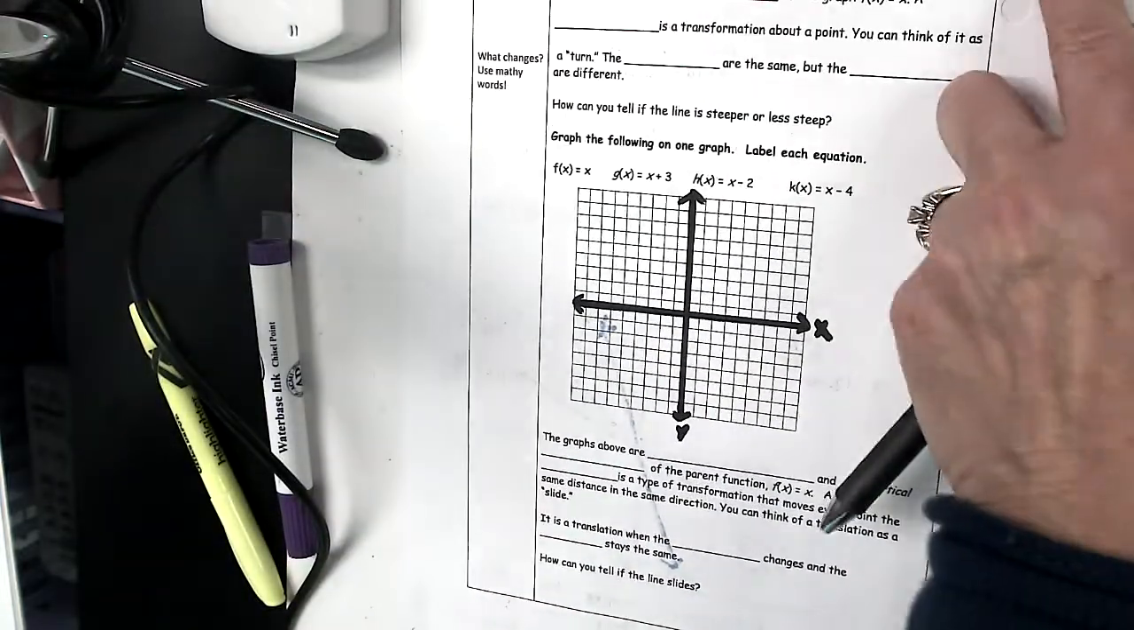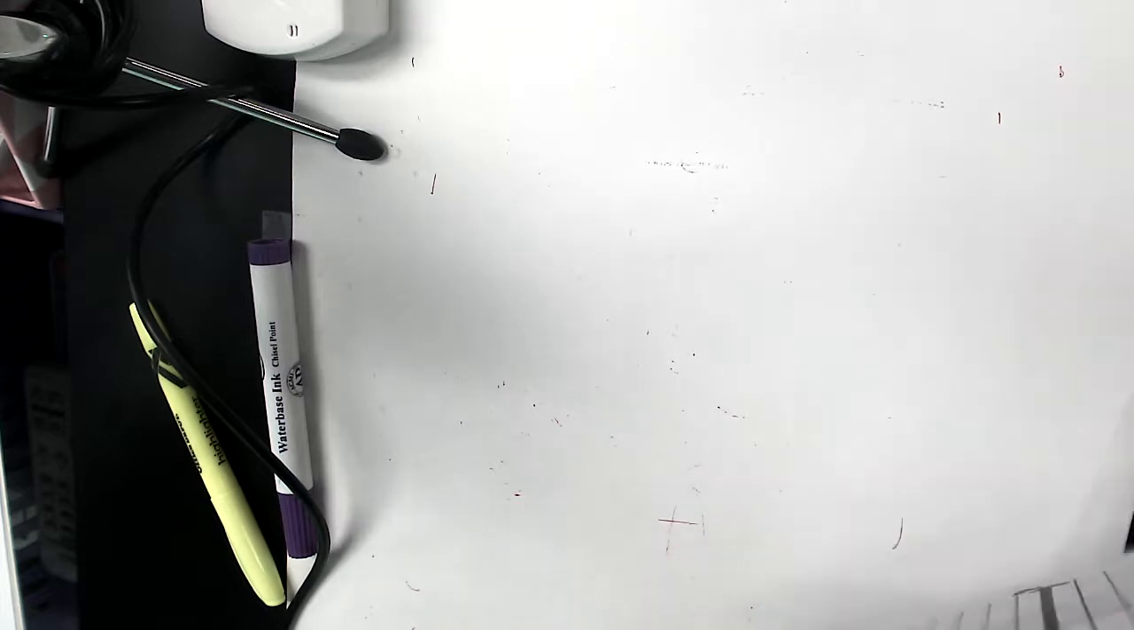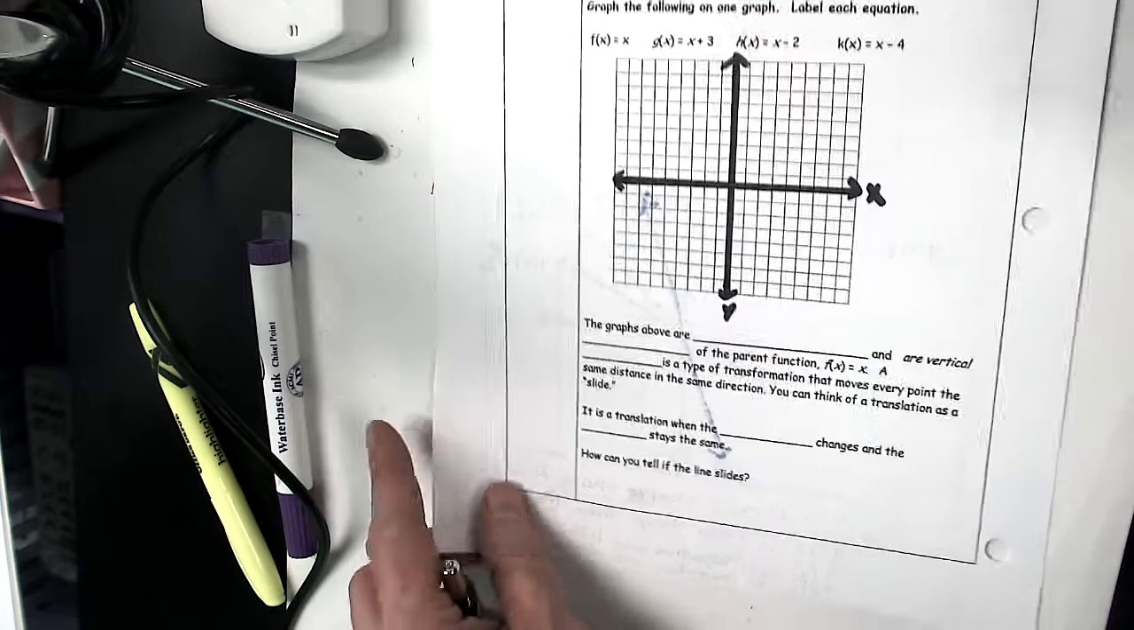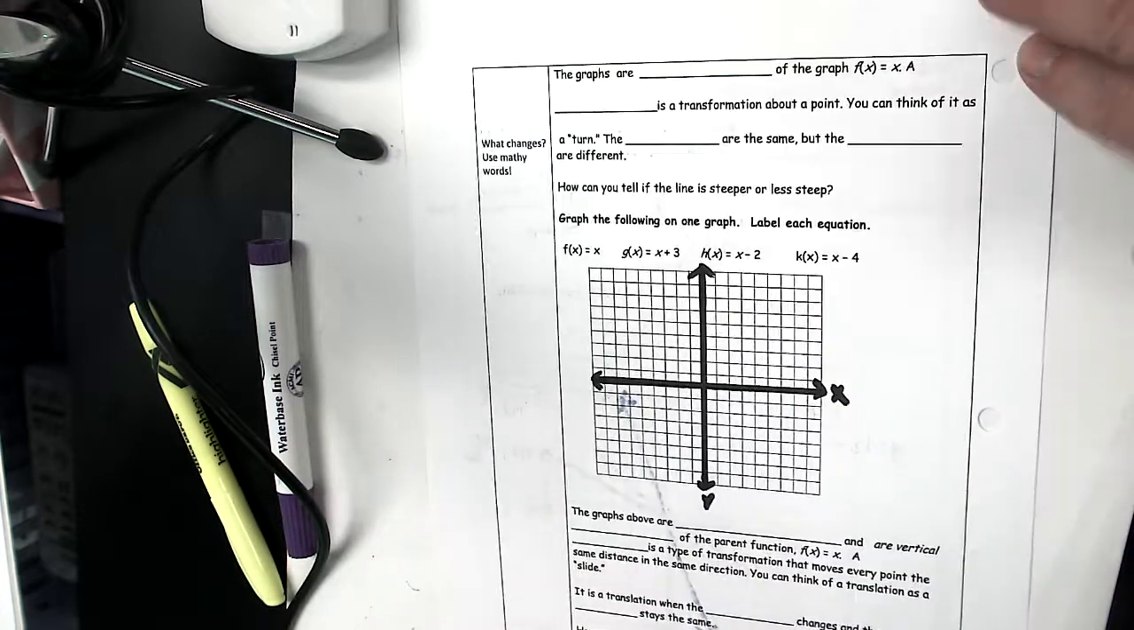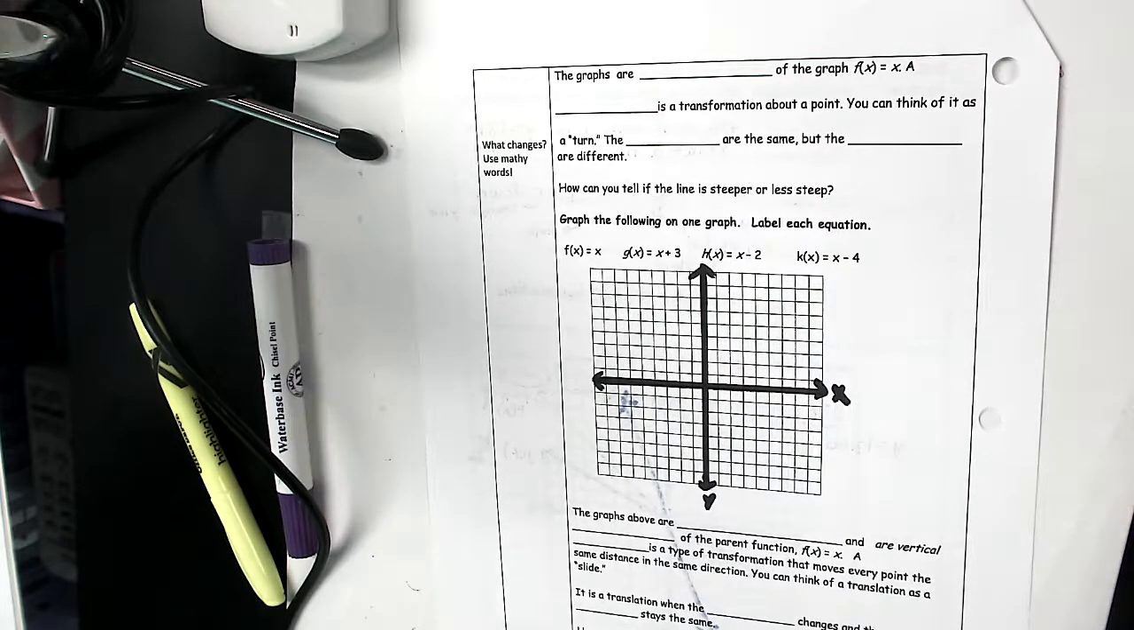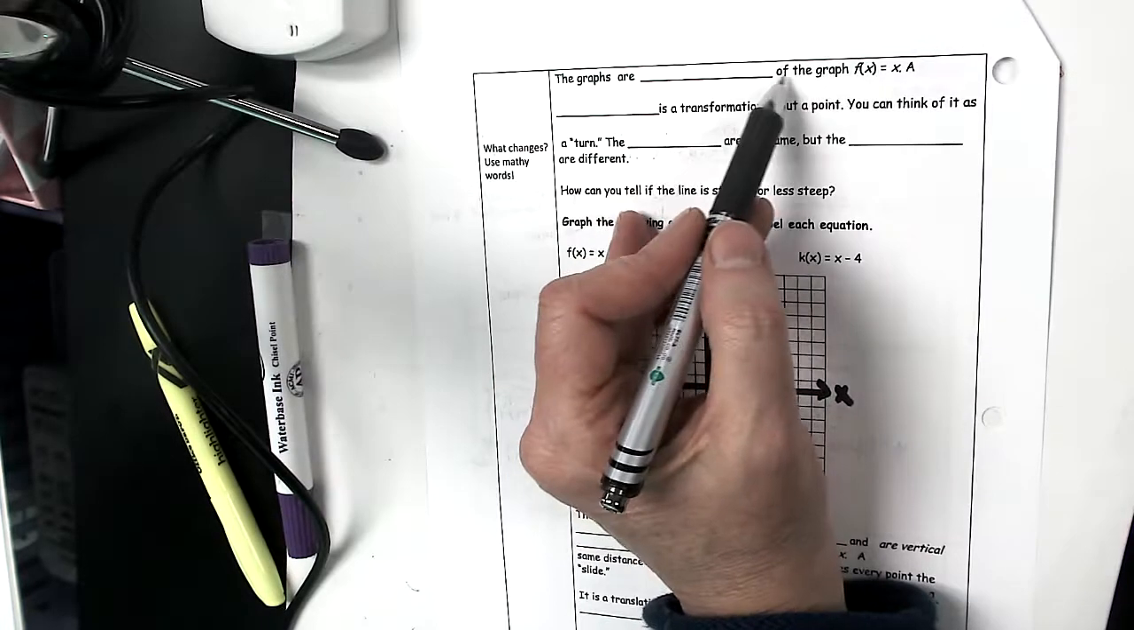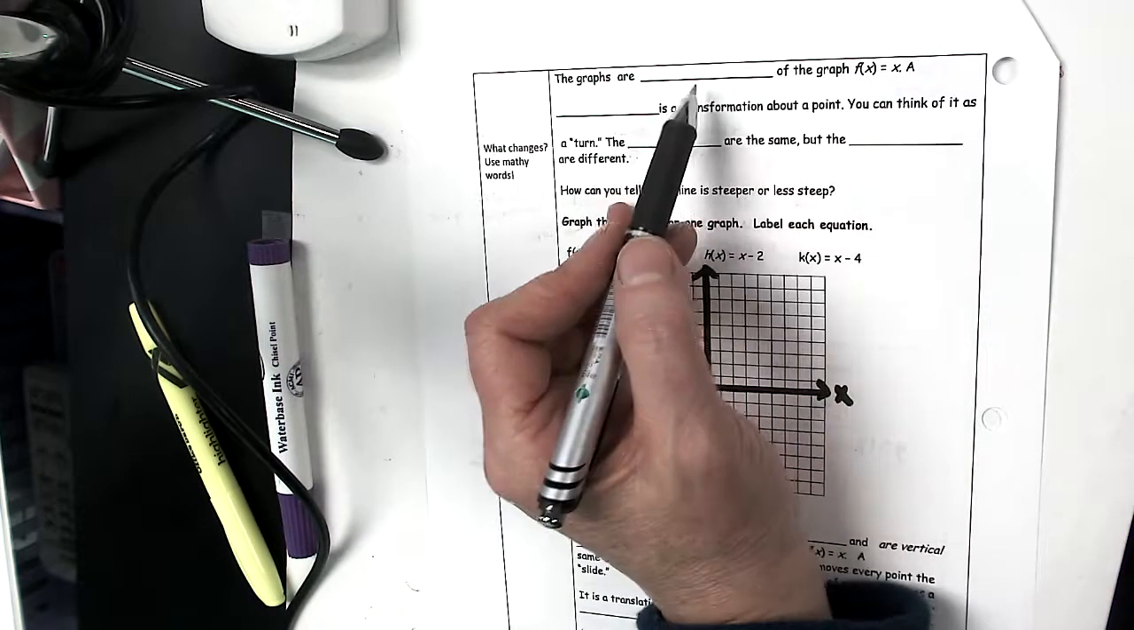So the graphs are blank of the graph f of x. They are what? Rotations, yep. A rotation is a transformation about a point. You can think of it as a turn.